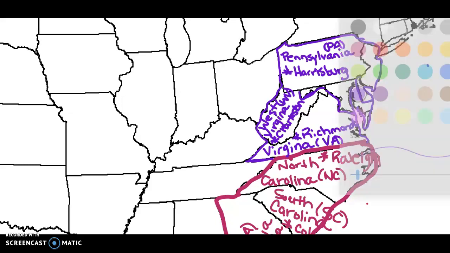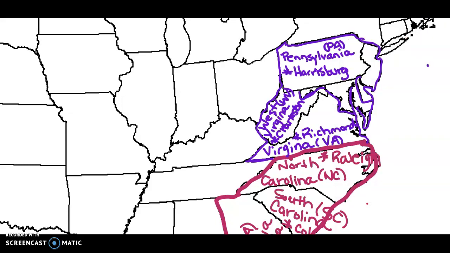Okay, so I'm going to change colors for a second because we're getting into our smaller states. So this state right here in the green is one state. And that is New Jersey. Abbreviation NJ. Capital Trenton.